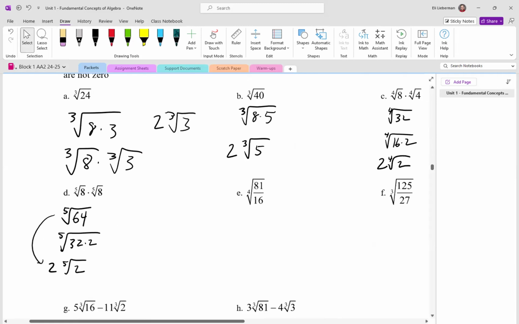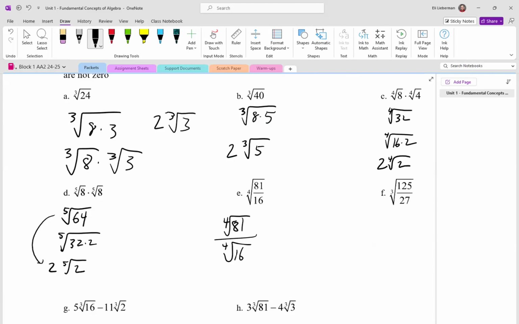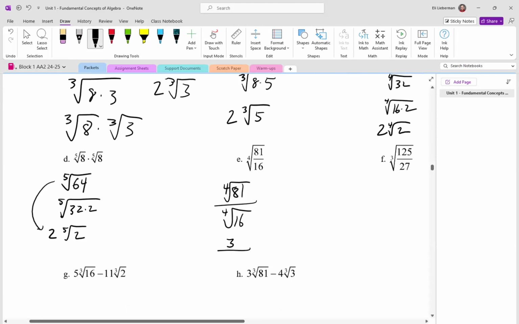For E, what should I do with that 81? Show me what the 81 becomes. It becomes a 3, because 81 is a perfect fourth. So think about this as the fourth root of 81 over the fourth root of 16. The top becomes 3. Is 16 a perfect fourth? It is. 2 to the fourth is 16. So 3 halves is what we're left with.